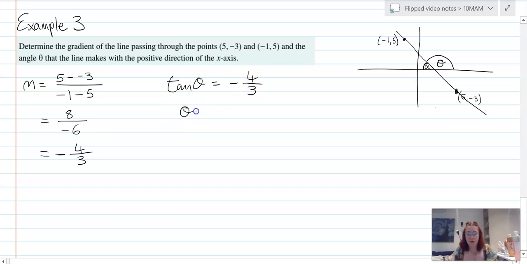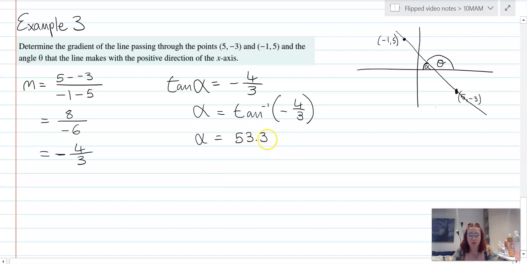So theta, or in this case, actually, let's label this as alpha, because that's actually what we're working out. So alpha equals the inverse tan of negative 4 on 3. Plugging that into our calculator, you end up with a value of alpha equals 53.13 and so on degrees, because we're not going to round that until the end.